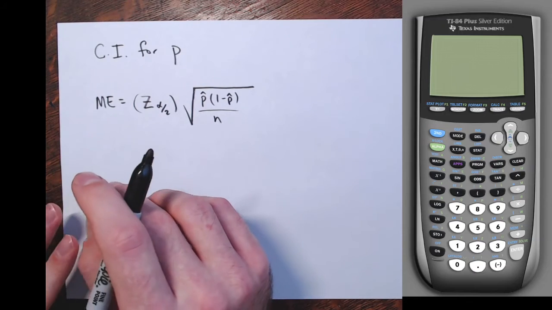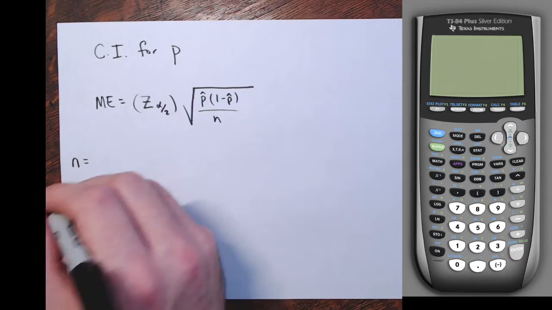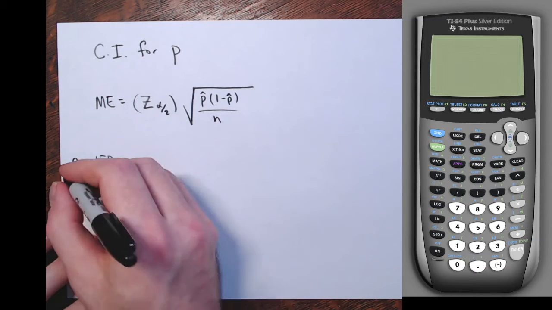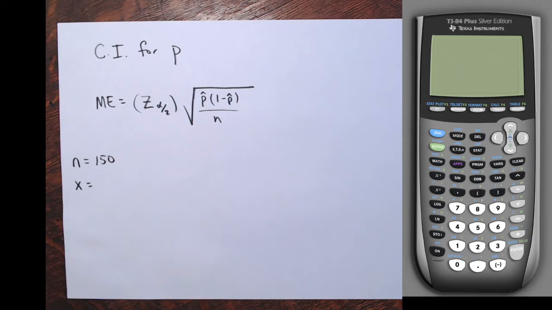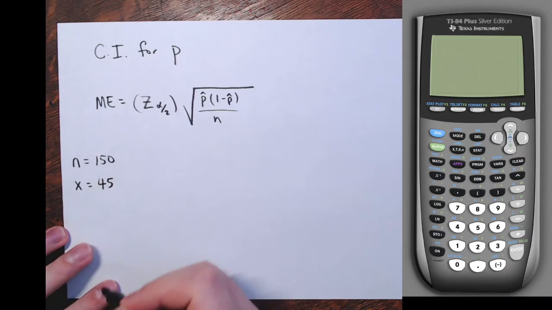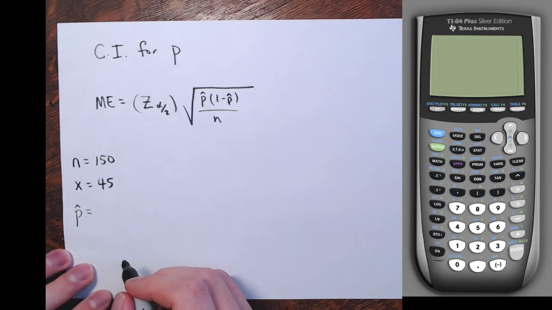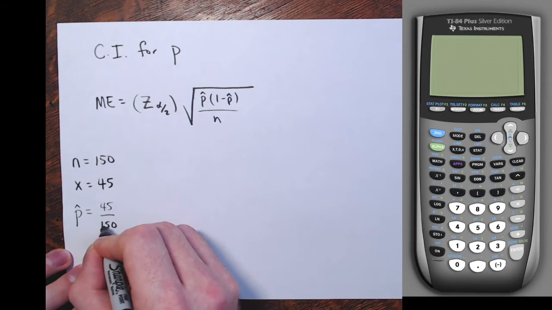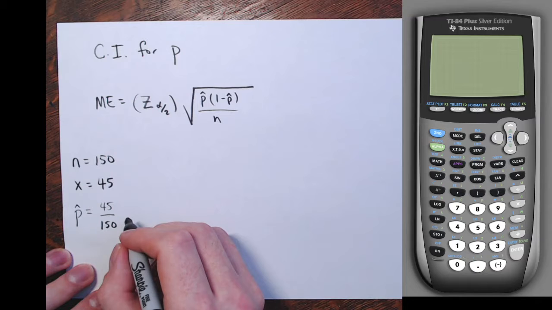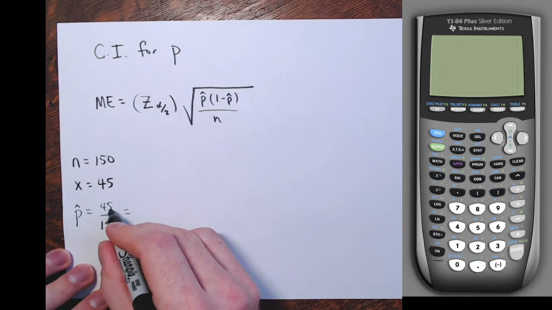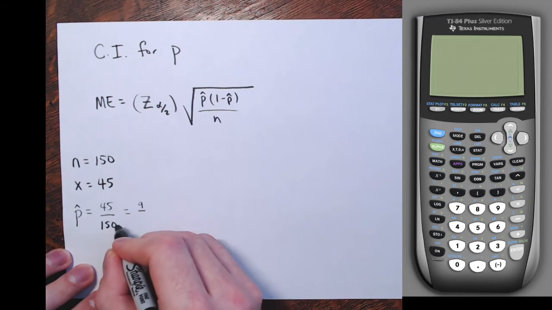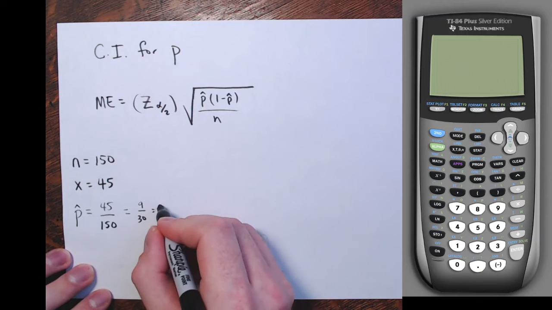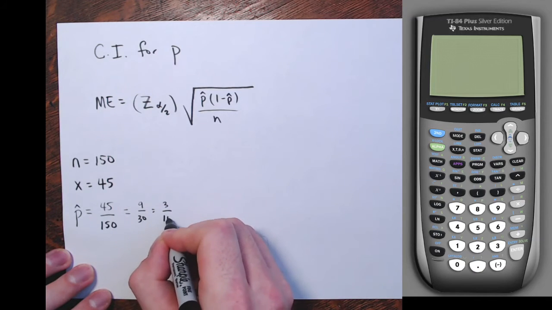For this particular problem, she took 150 vegetarians and asked how many are vegan. Remember, I'm typically using the letter X to represent the number of successes, and here being a success is being vegan. So of these 150 people in the sample, 45 were vegan. So the sample proportion, what's going to be in the middle of my confidence interval, is 45 out of 150. This actually isn't so bad. I can simplify this as 5 times 9 over 5 times 30, which is 3 times 3 over 3 times 10.